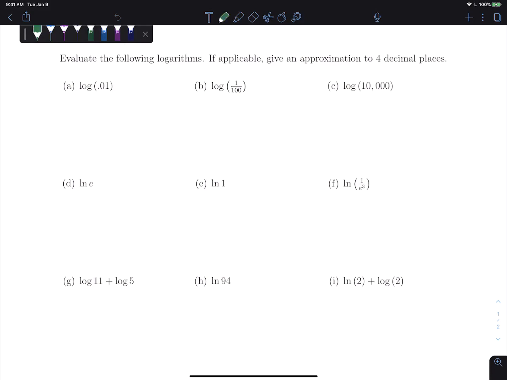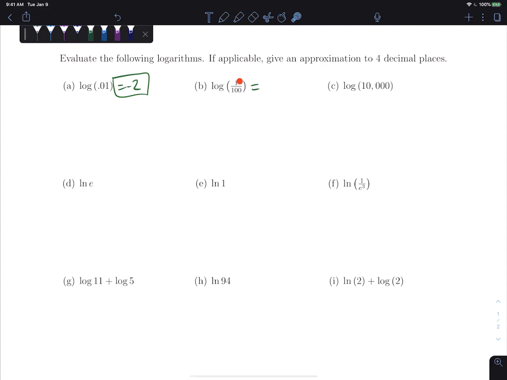Hello. In this video, we want to go ahead and evaluate the following logarithms, and if applicable, we're going to round to the nearest 4 decimal places. I'm going to run through this fairly quickly because we're going to rely on the calculator for this mostly. So log of 0.01, the base is 10. 10 to what power gives you 0.01? That would be -2.